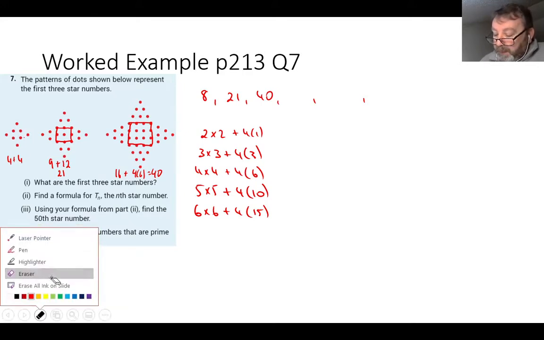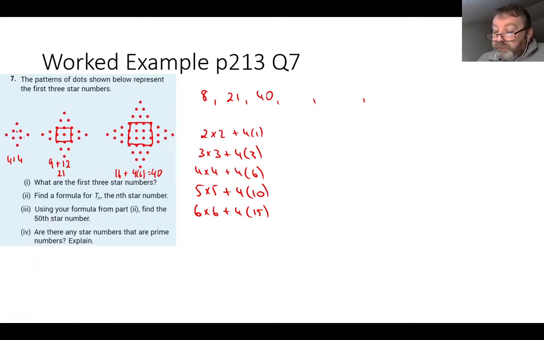There. Okay, so we've got 2 by 2 in the middle plus 4 singles. So 2 by 2 plus 4 ones. Here 3 by 3 plus 4 3s. Next one, 4 by 4 and then 4 6s. And then you write those down and look at the pattern. 2 by 2 plus 4 1s. 3 by 3 plus 4 3s. So now I work out what the next 2 terms are.